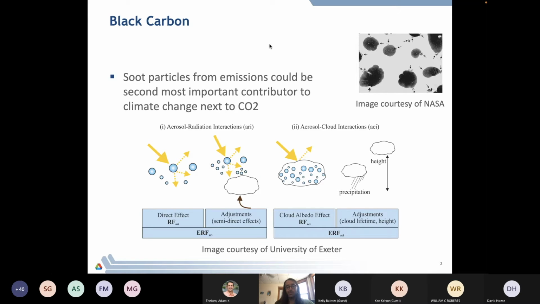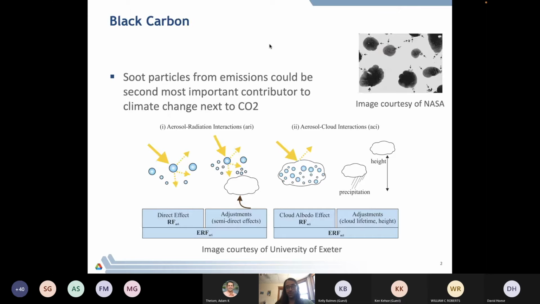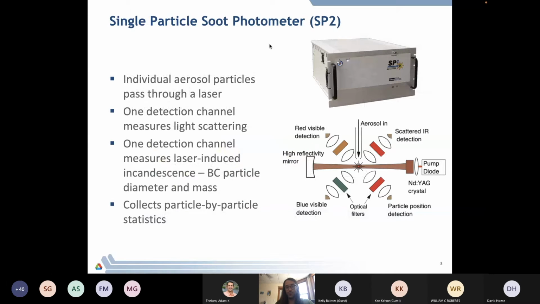This is because they are heavily important for aerosol direct effects that can help contribute to climate change, as well as aerosol indirect effects on clouds that can help change their microphysical characteristics and evolution. So we need instruments that sample black carbon, and one that the ARM facility has used is called the SP2, or the single particle soot photometer.